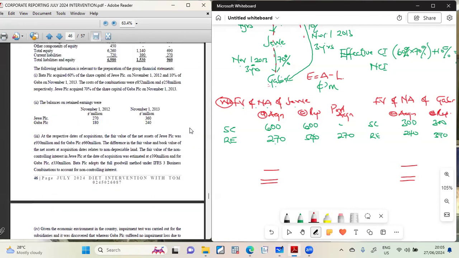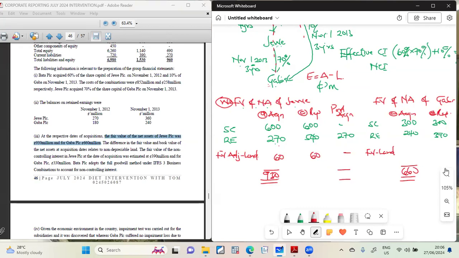And so this one was given to be how much? The fair value of net asset at acquisition. This one, fair value of net asset at acquisition, is 930, right? And this one is 660. So when you total this and this, you see it's not balancing. The question told you that the difference is a fair value adjustment on depreciable land. So what is the difference? So this one too, the fair value of land. What is the difference, please? 60. So 60, 60. All right.